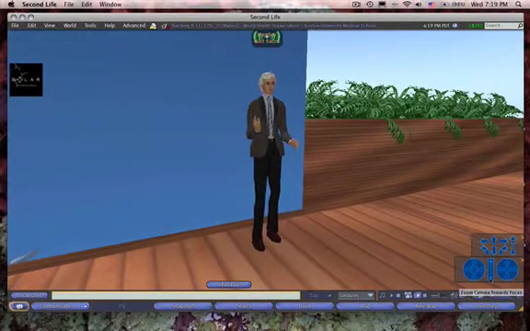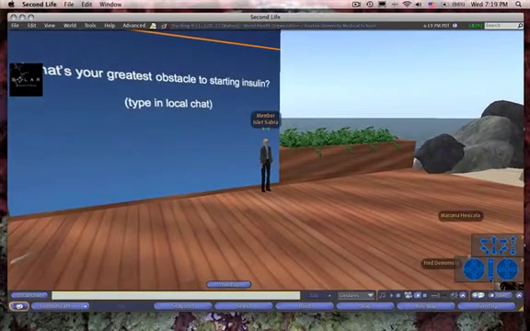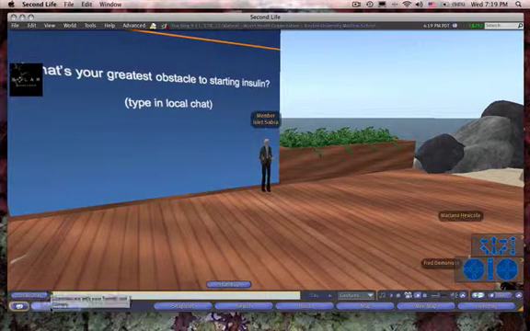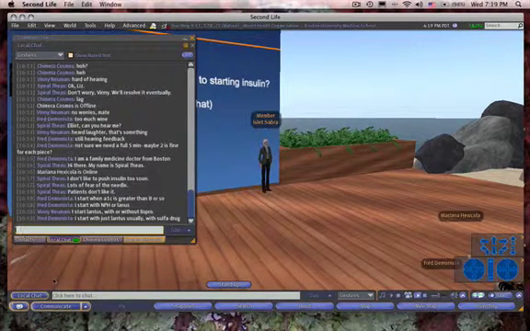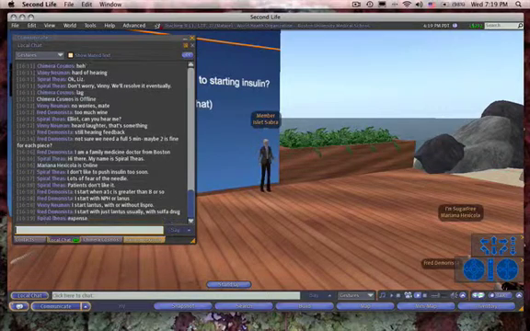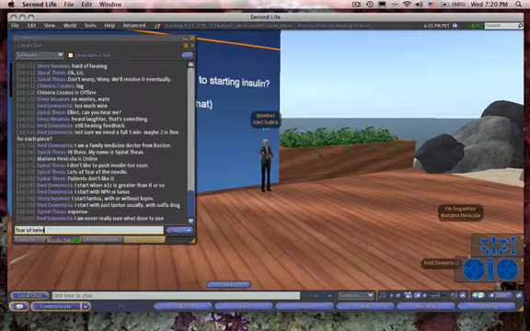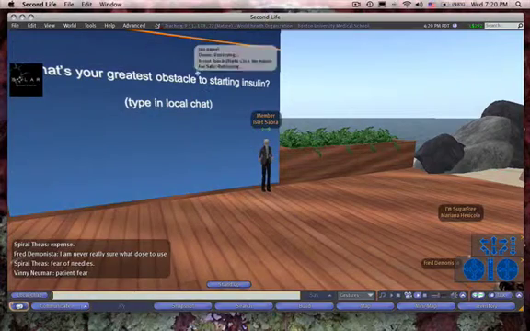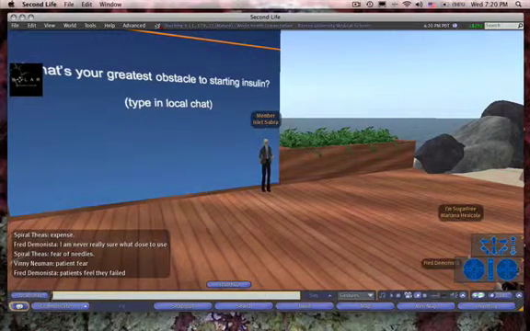So here's our next interactive question. What's your greatest obstacle to starting insulin? Please type your answer in the local chat box. Some people say expense. I'm not sure of what dose to use. Fear of the needle. Patient fear. Yeah, common sentiments.